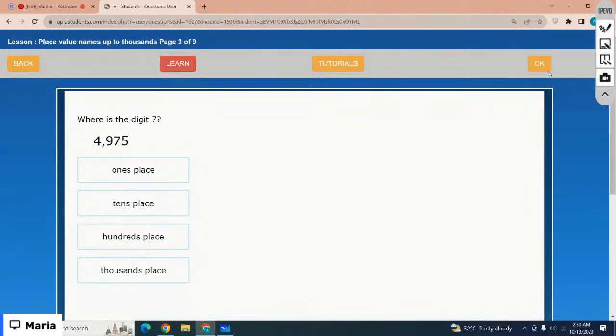Where is the digit 7? Ones, tens, hundreds, thousands. Which is the correct option? 7 is at the... Very good. 7 is at the tens place.